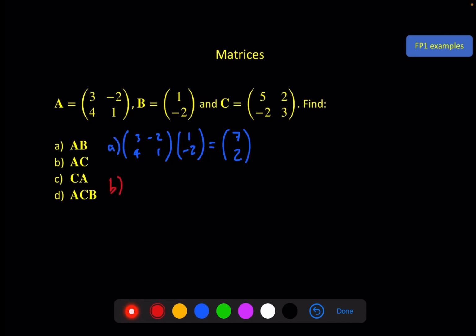Part B, A times C. 3 minus 2, 4, 1. 5, 2, minus 2, 3. A 2 by 2 times a 2 by 2 is fine. That will give us a 2 by 2 answer.